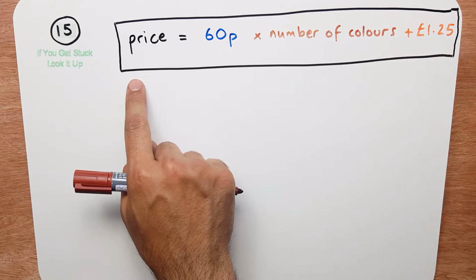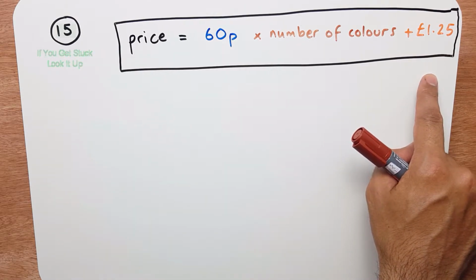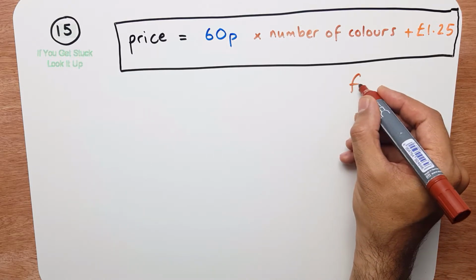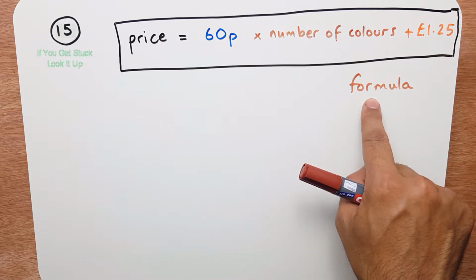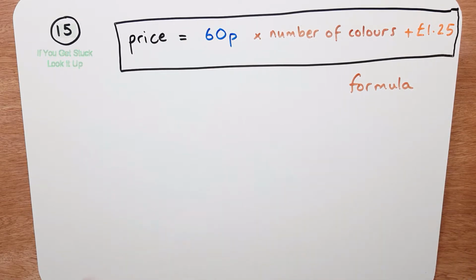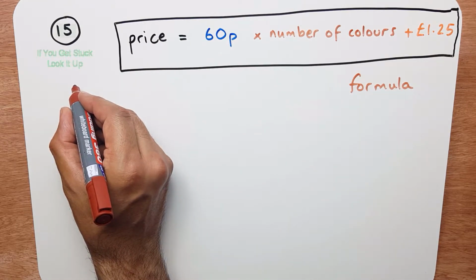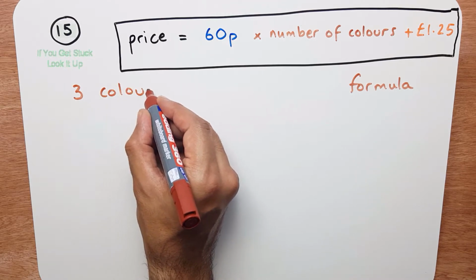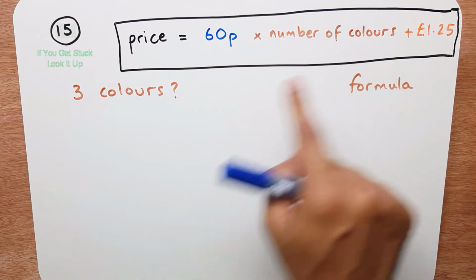In this question, we're given a formula to work out the cost of printing on a t-shirt. And the word formula is simply a rule for working out something. And in the first part of the question, we're asked how much it would cost to print 3 colours. So let's use this formula.